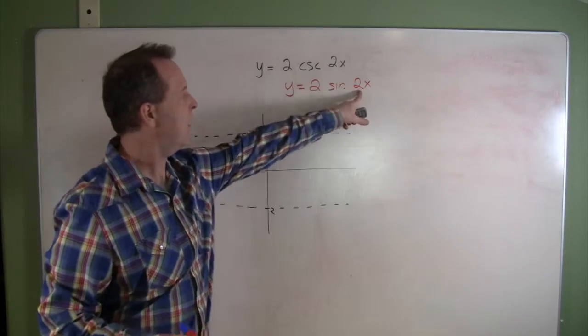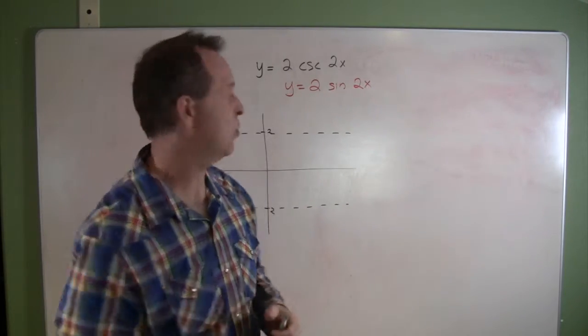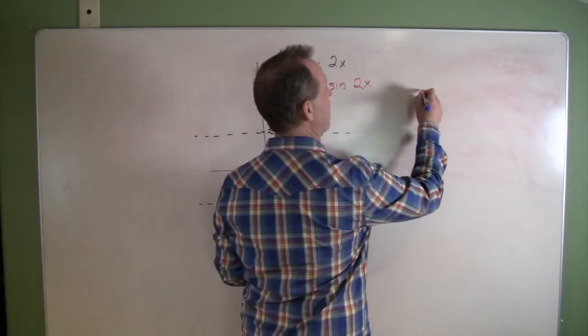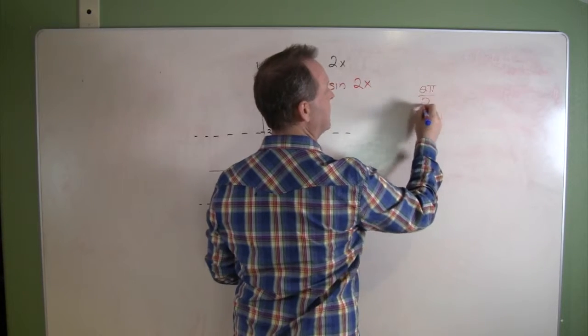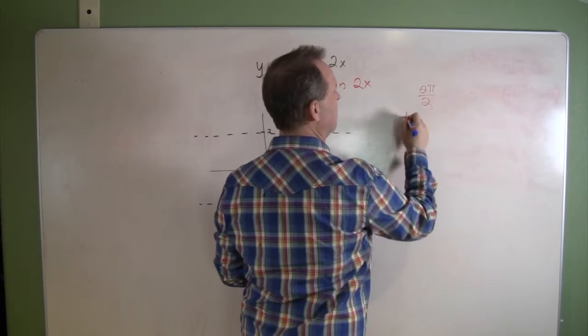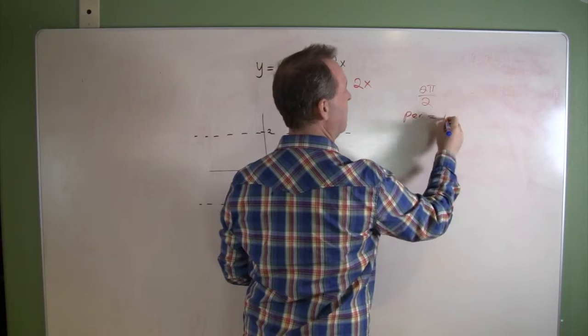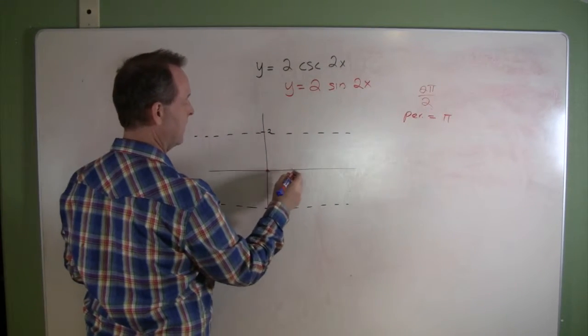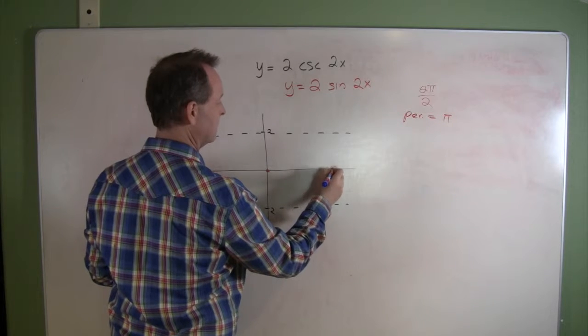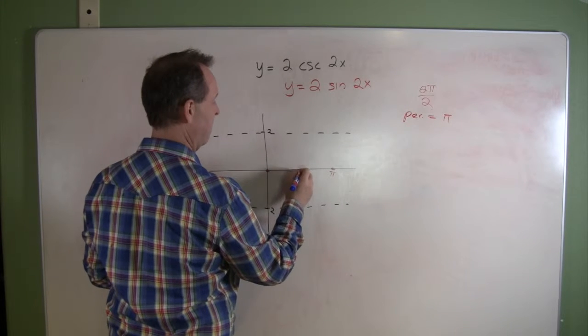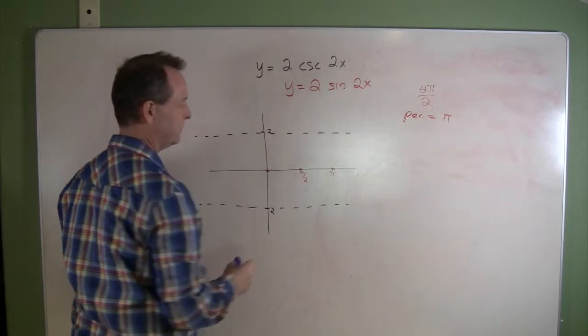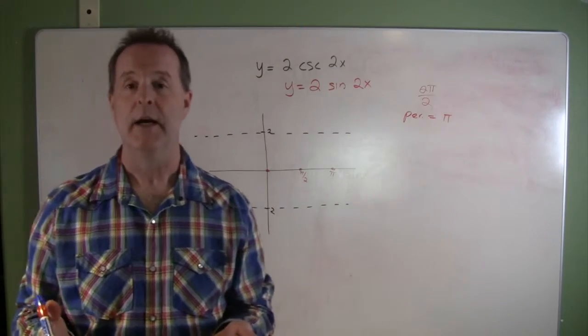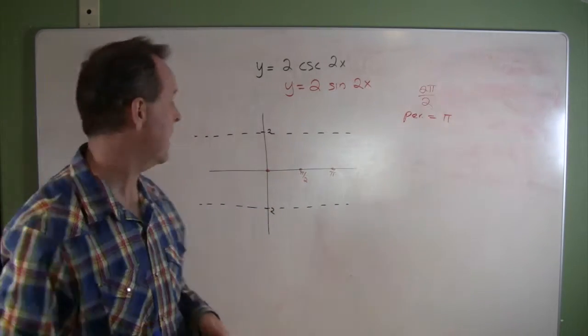And now we know that we have a period modification here as well. So we find its period by taking 2 pi divided by the b. So its period equals pi. Let's go ahead and mark that out. 0, pi, and we can mark some other part, half a pi. And so there we have some of the key parts to graph the sine function.